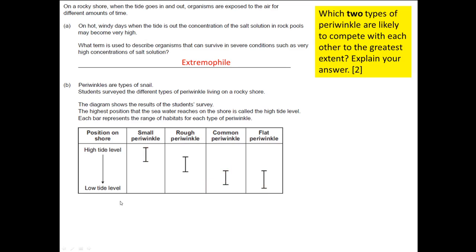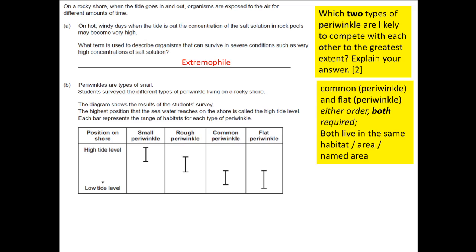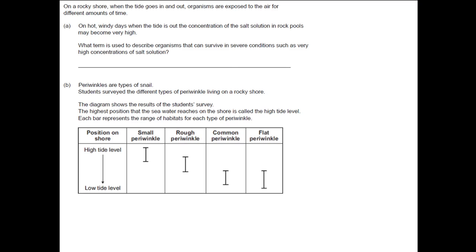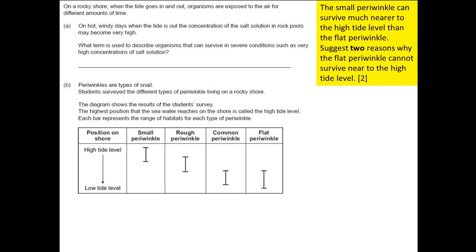Good. Which 2 types of periwinkle are likely to compete with each other to the greatest extent? Explain your answer. Well, it's going to be those 2, isn't it? It's going to be common and the flat because they live in the same area. If they live in the same place, they're going to be competing with each other. Makes sense. Nice and easy. The small periwinkle can survive much nearer to the high tide level than the flat one. Okay, suggest 2 reasons why the flat periwinkle cannot survive near to the high tide level.